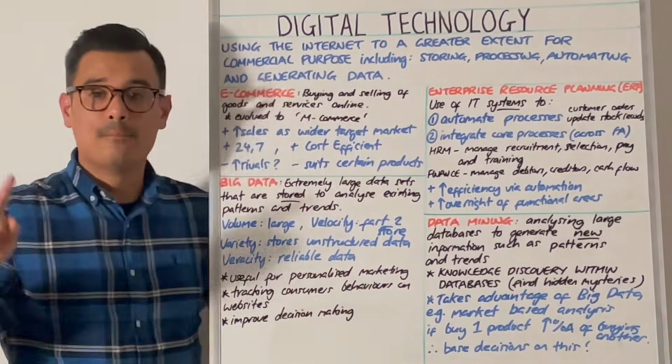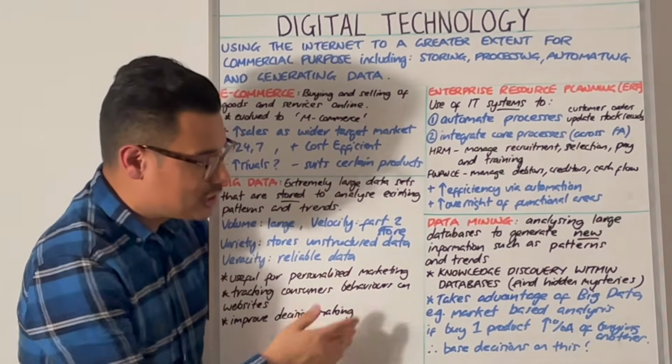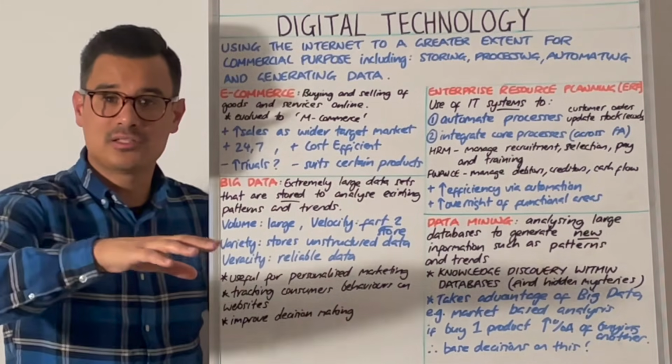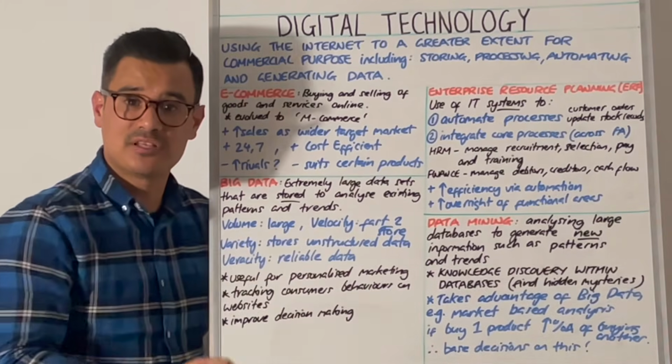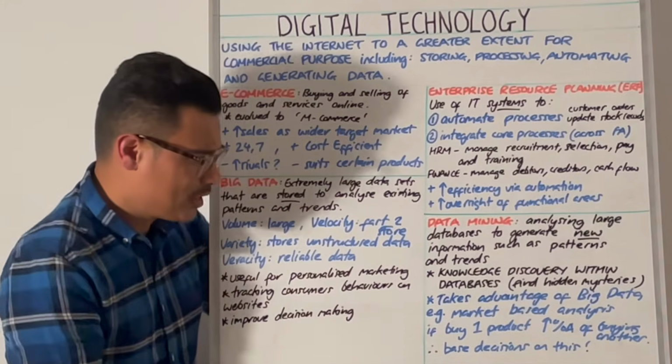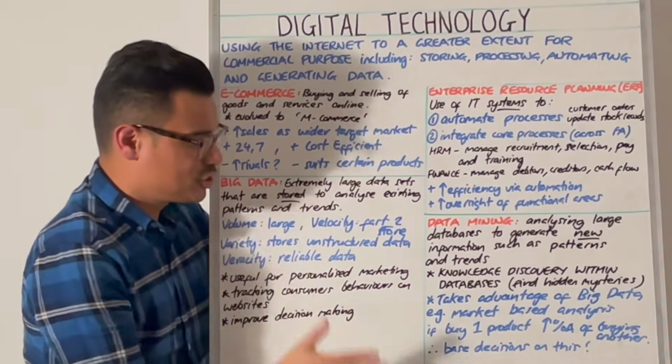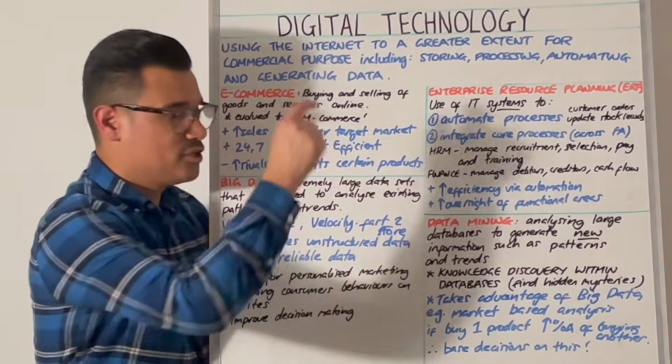It could be used for market-based analysis, which is essentially that if a consumer buys one product, they're more likely to buy perhaps a specific other product. The probability's gone up. So it could be used for that, and you could make decisions in terms of marketing on that through the use of data mining.